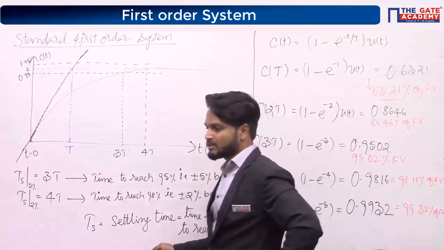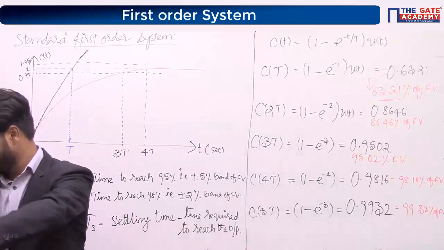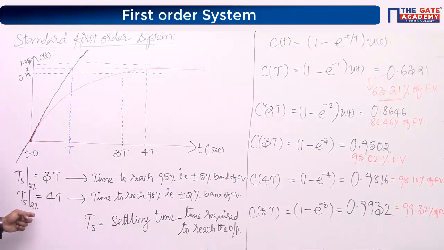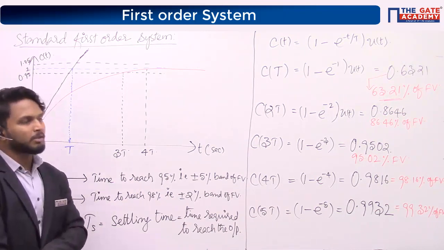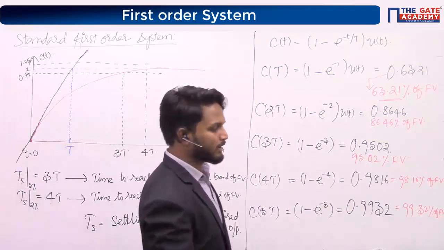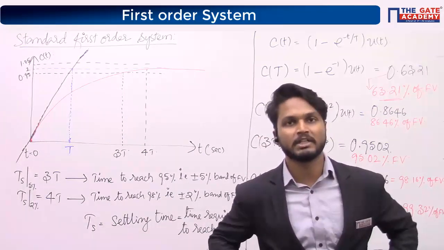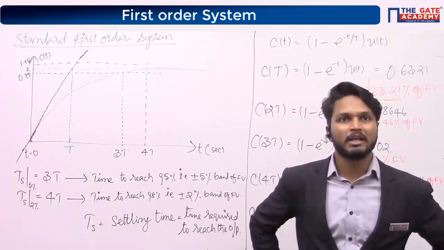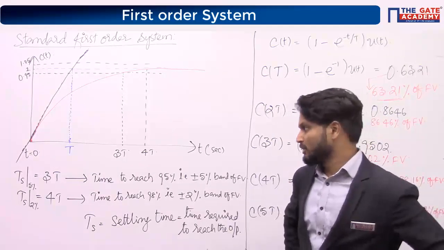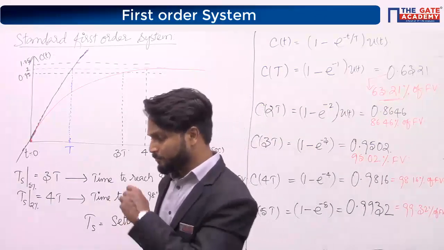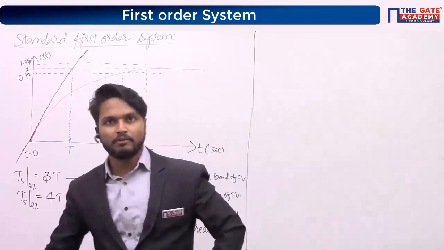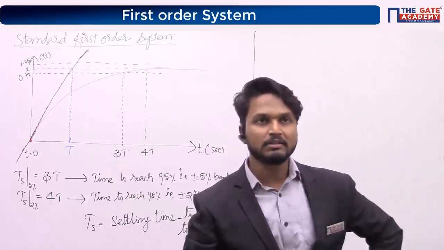So just tell me whether this concept is clear or not. Settling time is 4 times the time constant or 3 times the time constant, depending on the acceptable percentage of error, right? If 2% is the tolerance, then 4 times the time constant is the settling time. Or else if 3% or 5% is the acceptable level of tolerance, then 3 times the time constant is the settling time. Let us say we have 2 different systems in our hands, right?